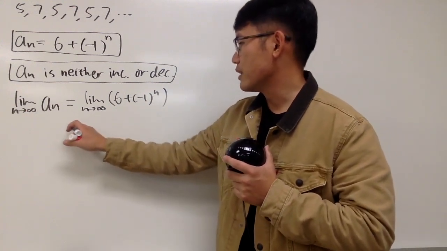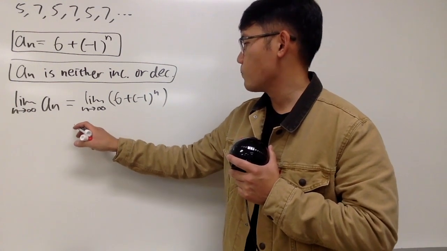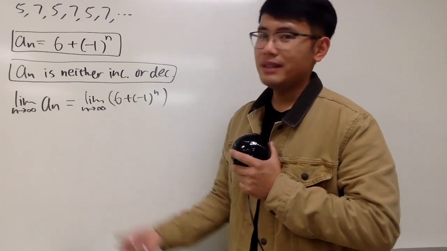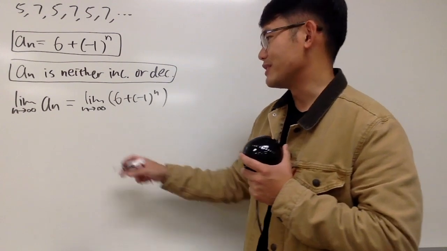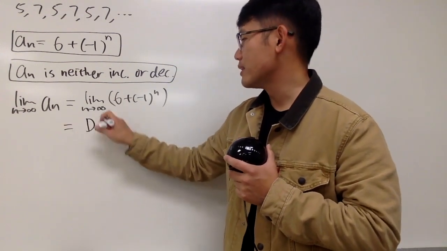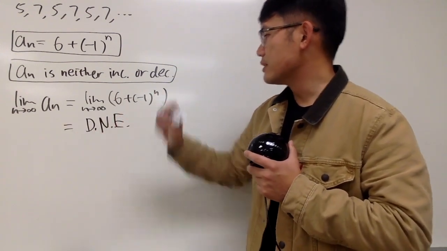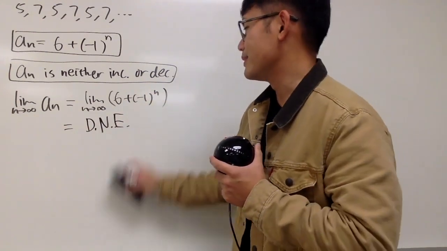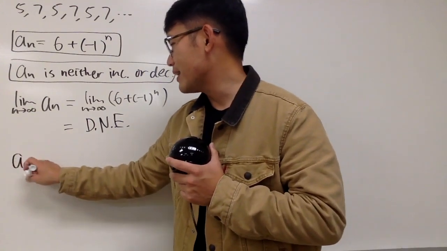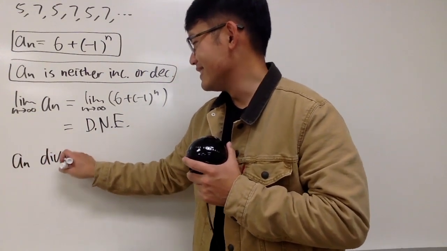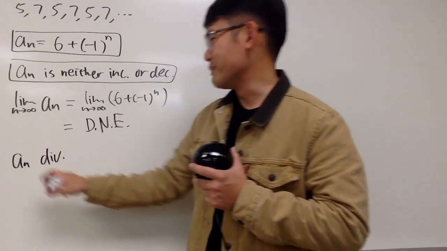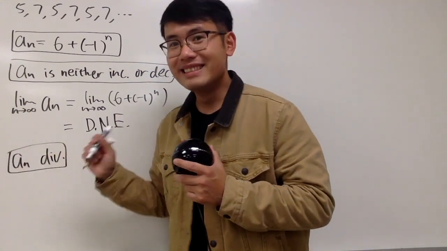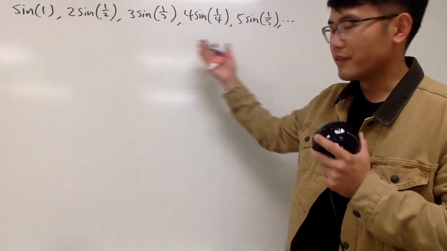I will just say it's equal to does not exist. I don't know how much sense it makes, but I will put it down anyway. So in the end, we'll just say a_n diverges, because you don't have a limit right here. So a_n diverges.